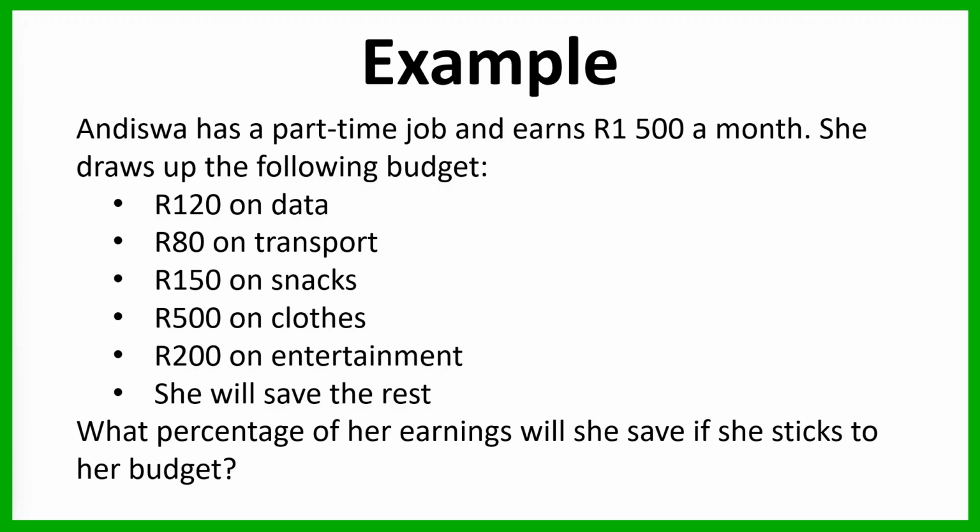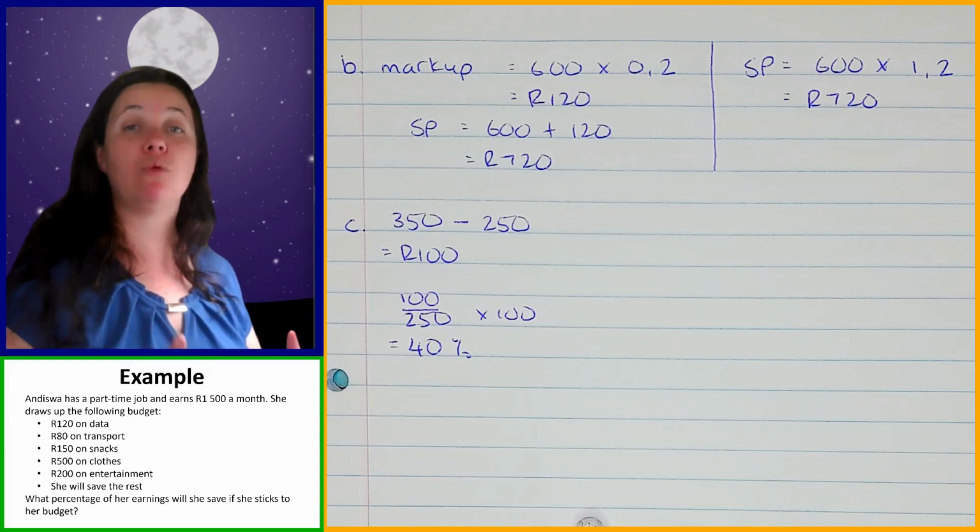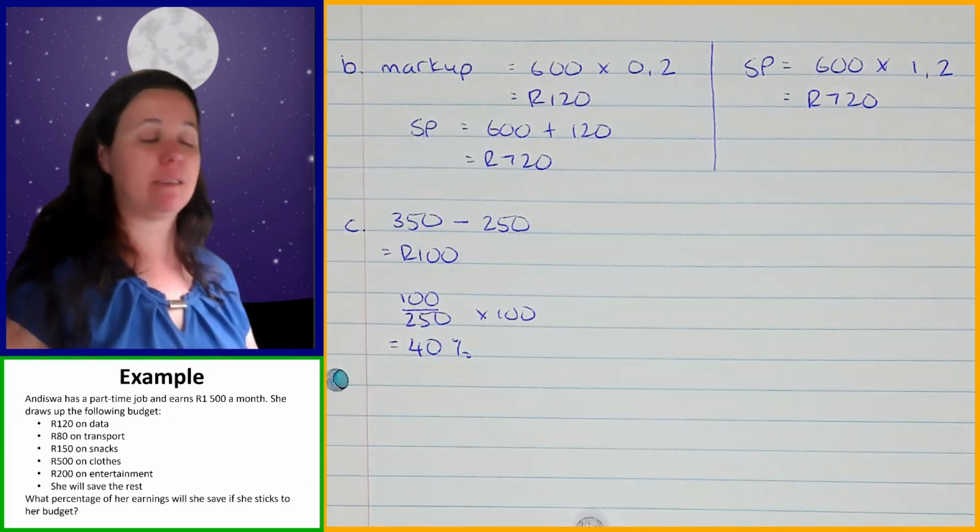So now we need to work out what percentage of her earnings she will save if she sticks to her budget. Okay, so let's have a look at how we would do this question. The first thing that we need to do is work out how much money she will save in order to be able to work that out as a percentage.